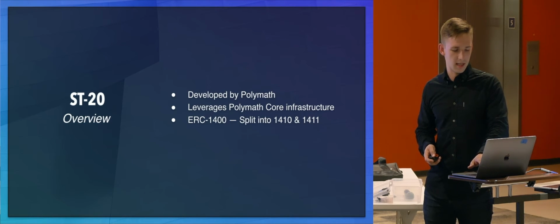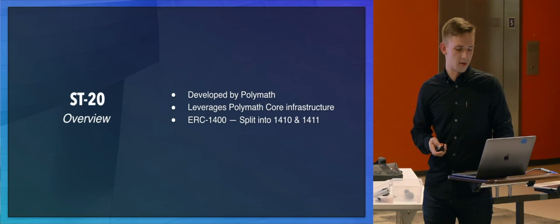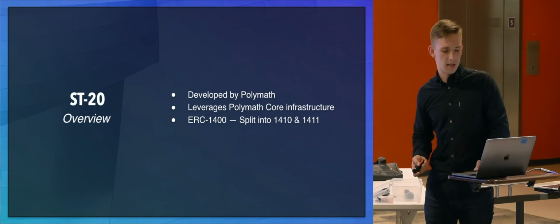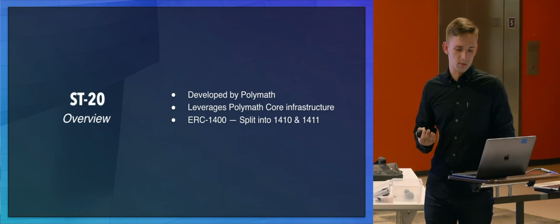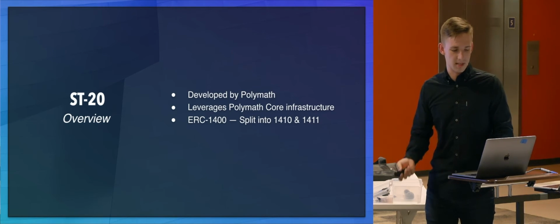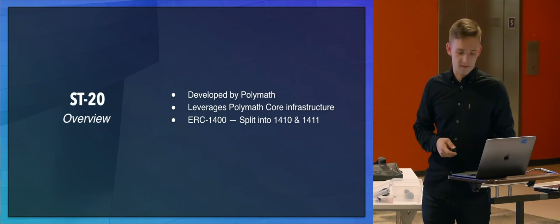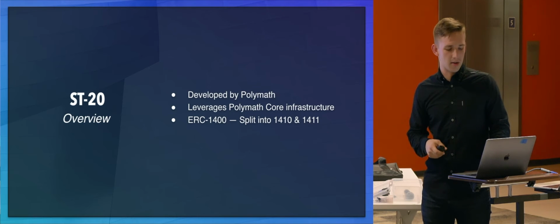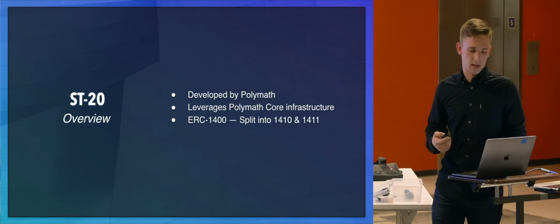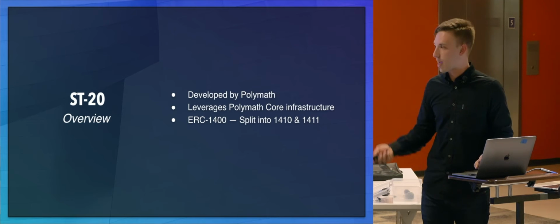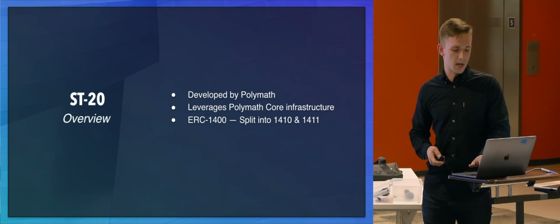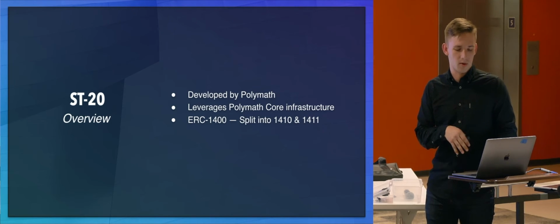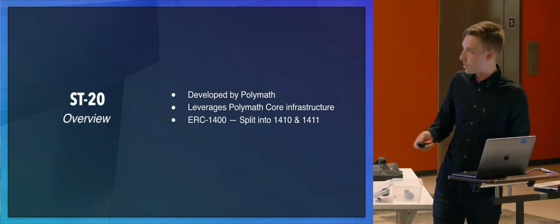ST20 has resulted in an Ethereum improvement proposal that has seen some recent attention called ERC-1400. This EIP was promptly split into two different proposals after being submitted. One is ERC-1410, a partially fungible token standard, and the other is 1411, which is a formalized security token standard that depends on 1410. So we're not going to look at those, but we are going to look at the version of ST20 that sits in their Polymath core infrastructure and has been used on mainnet.